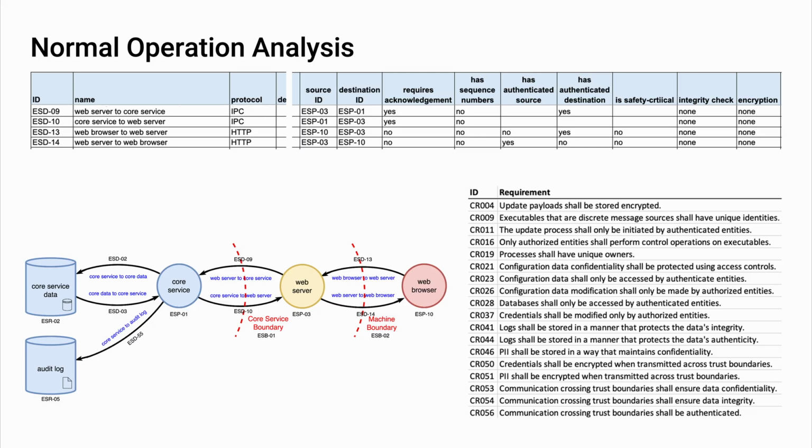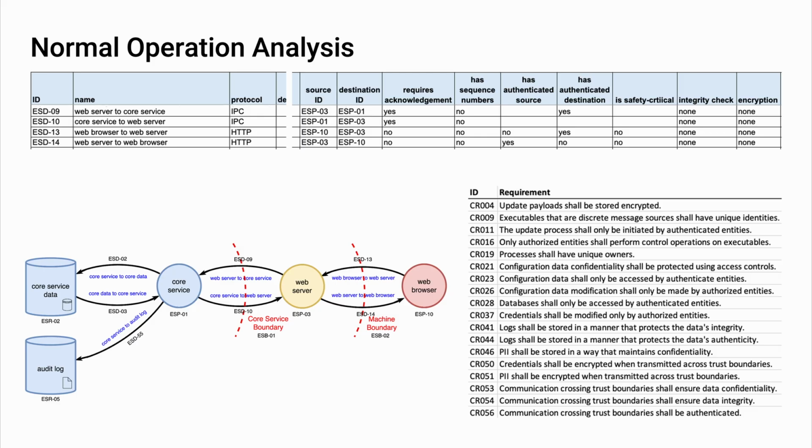Now, in reviewing our applicable cybersecurity requirements, we can quickly eliminate all of them until we get to the last 3. These are: communication crossing a trust boundary shall ensure data confidentiality, communication crossing a trust boundary shall ensure data integrity, and communication crossing a trust boundary shall be authenticated. These are the 3 requirements we'll apply to our selected data flows.